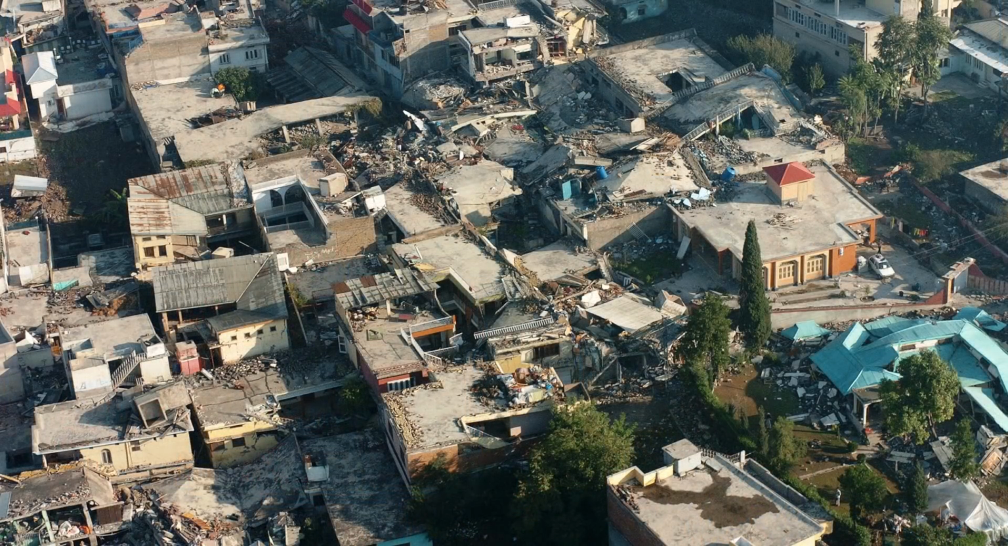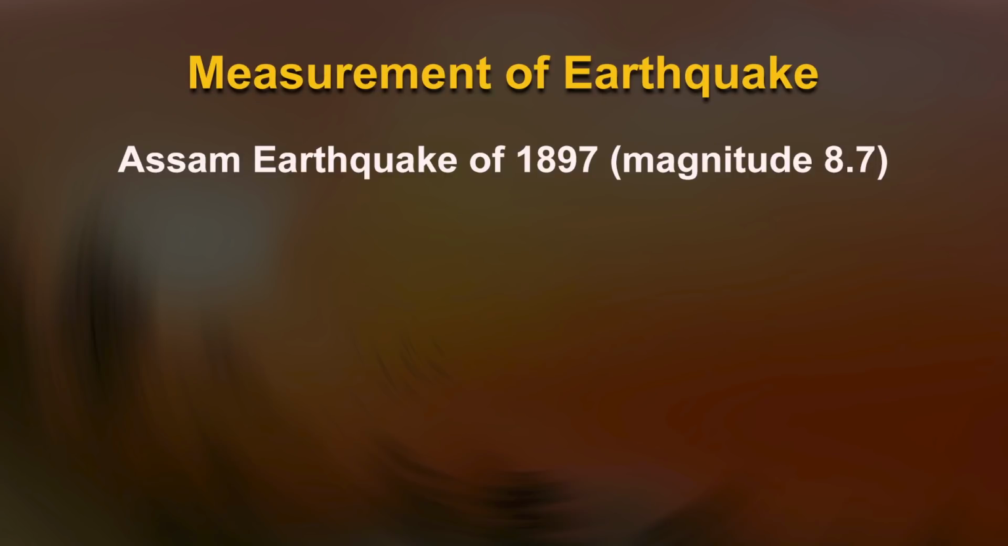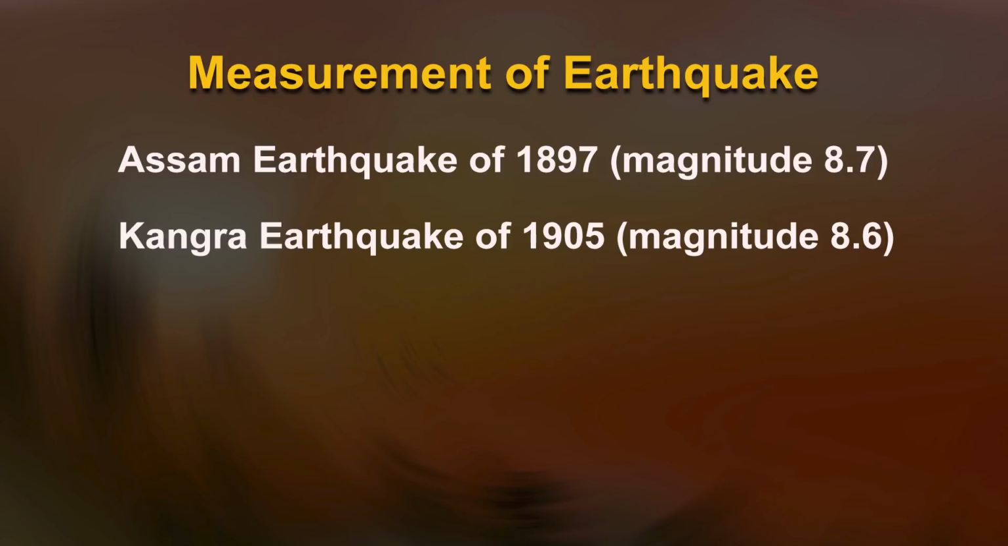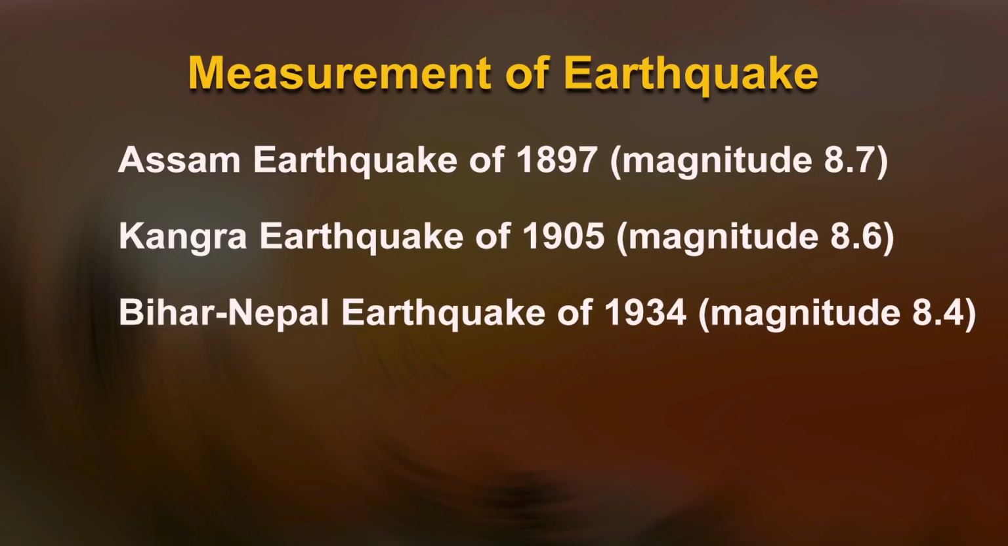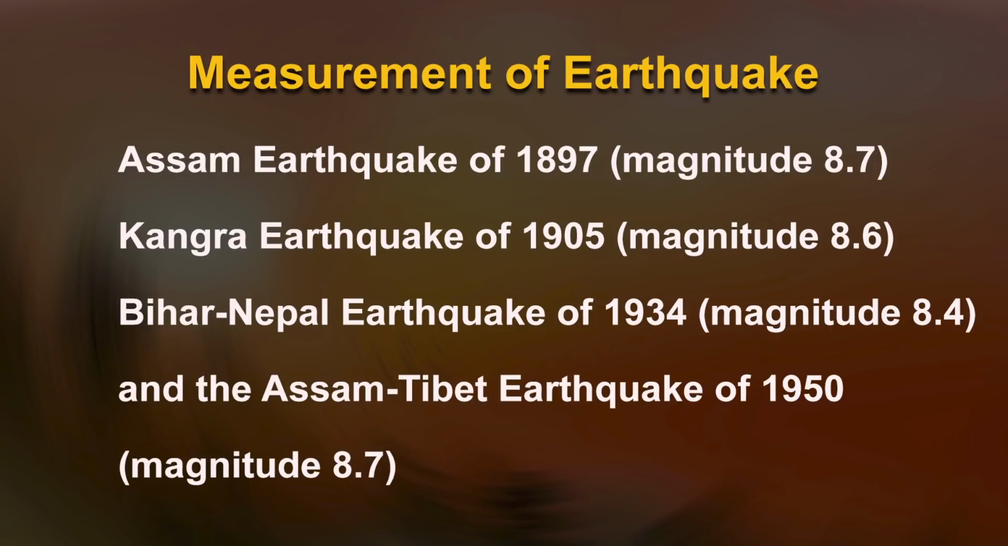In India, more than 50% of the area is considered prone to earthquakes. For instance, in a short span of about 50 years, 4 such earthquakes occurred: the Assam earthquake of 1897 with a magnitude of 8.7, the Kangra earthquake of 1905 with a magnitude of 8.6, the Bihar Nepal earthquake of 1934 with a magnitude of 8.4, and the Assam Tibet earthquake of 1950 with a magnitude of 8.7.